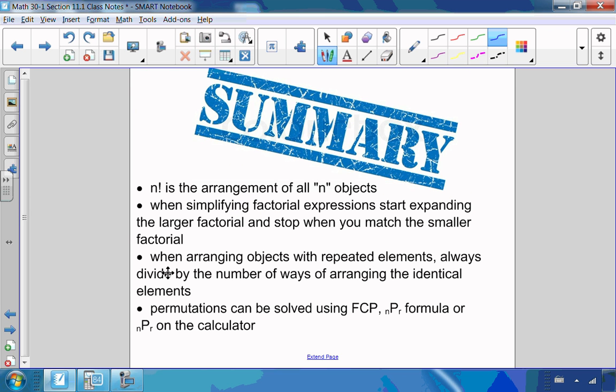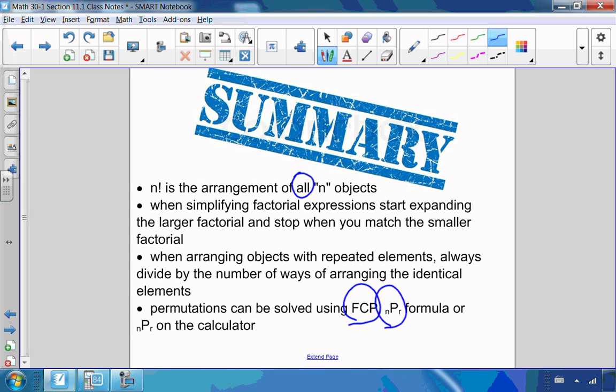Okay, to summarize our lesson, n factorial is arranging all n objects. Don't use a factorial unless you're using all of them. When you are simplifying expressions with factorials, always expand the larger factorial and stop when it matches the smaller. Factorials are also useful for arranging repeated objects, so always be on the lookout for the ways of arranging the repeated objects because you need to divide by that in the last step. And in general, permutations can be solved using the fundamental counting principle, the nPr formula, or the button on the calculator.